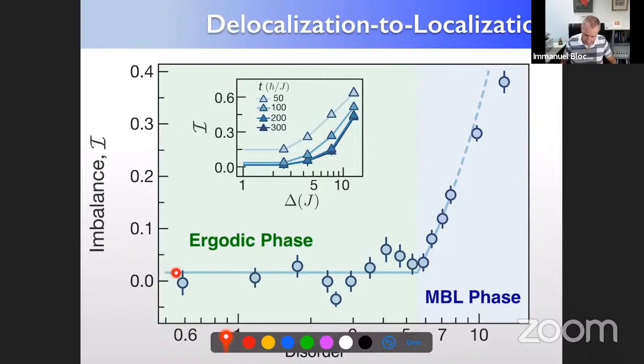And I see that the imbalance remains pretty much zero up to this, let me call it critical disorder strength, although we should be careful with the wording here. If it's a crossover or whatever is happening here, at least I see there's a dramatic change. If I go to these larger disorder strengths, then suddenly, even for very long evolution times, we have this steady state imbalance.